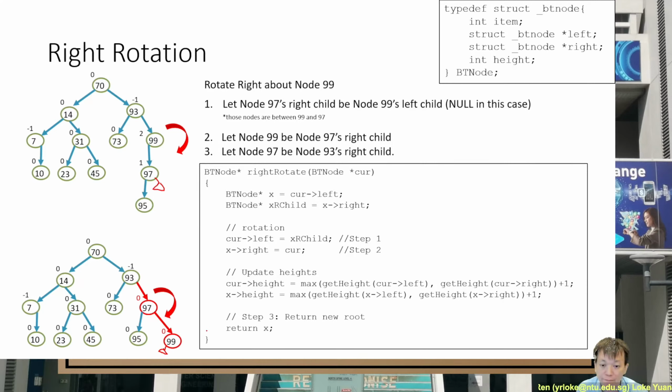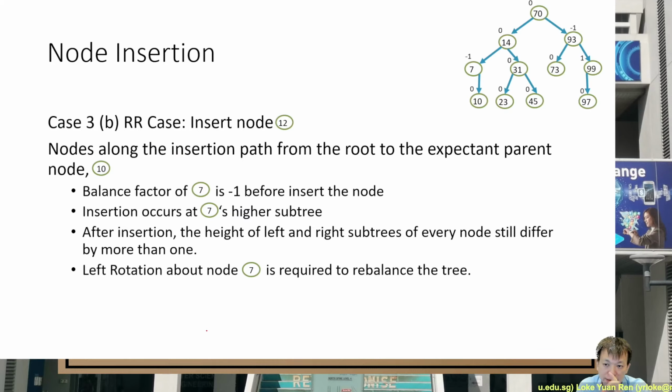Okay. We can think the other way. Now we think about the other case, which needs a left rotation, symmetric. The second case is the RR case. That means you're trying to insert a node at the right subtree of the right child.